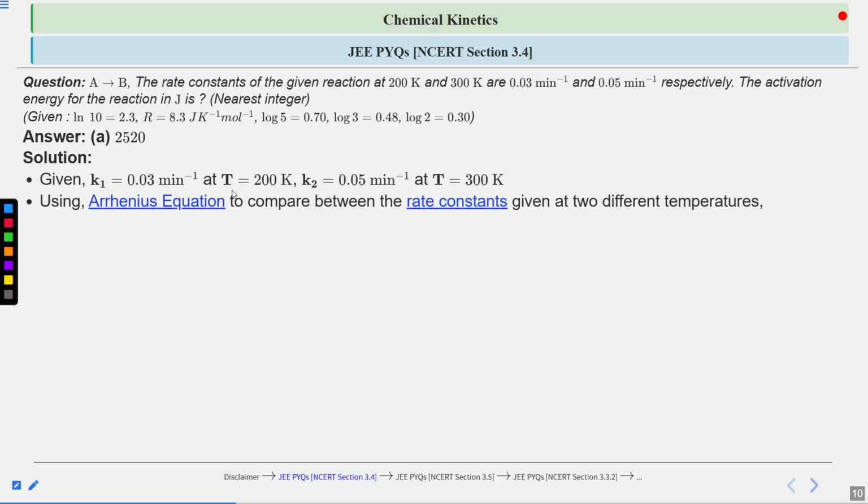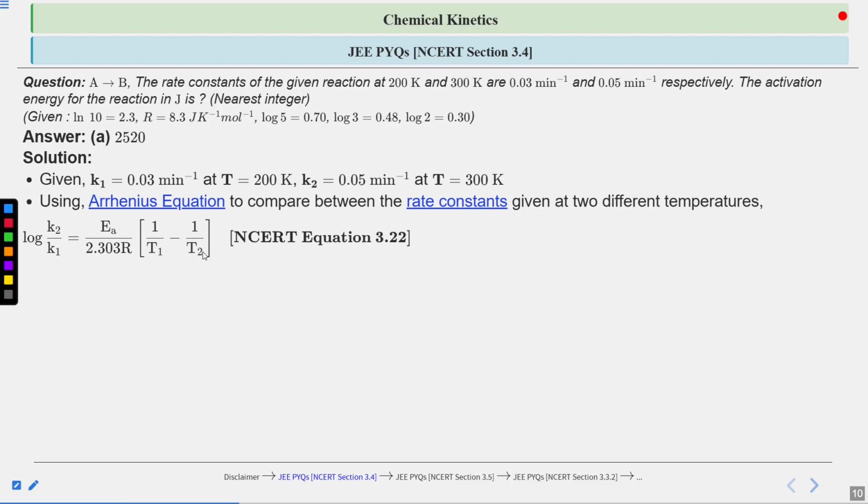Now, we use the Arrhenius equation to compare the rate constants, because we have to find out the activation energy present in the Arrhenius equation. We are given two values of the rate constant at two different temperatures. We get log K2 by K1 is equal to EA by 2.303 R into 1 by T1 minus 1 by T2.